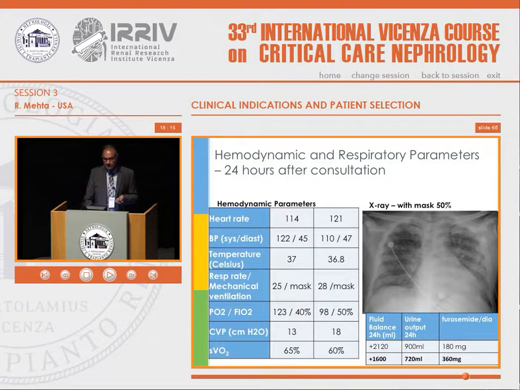Well, 24 hours later, this is what he does. His heart rate is increased a little bit. His blood pressure is lower. He is now on a higher oxygenation, and his SVO2 has decreased. His chest X-ray is starting to show a little more fluid on board. His urine output after the Lasix, which is now at 360 milligrams, has actually not reduced, and he's in more positive fluid balance at this point.